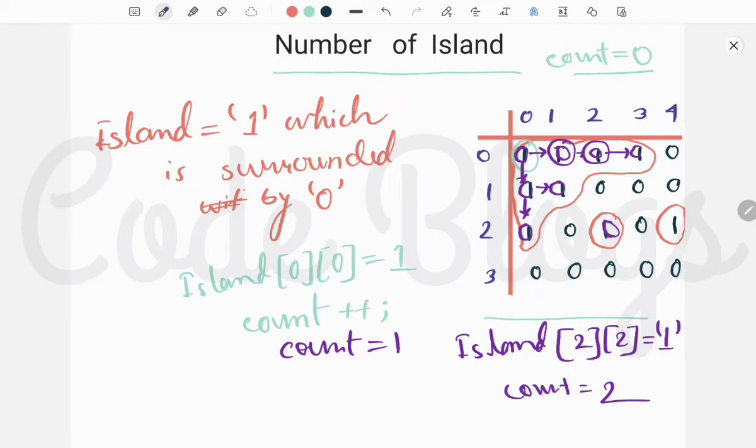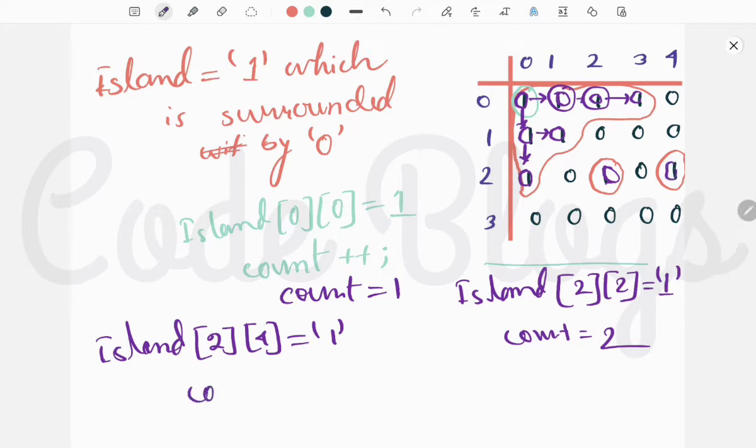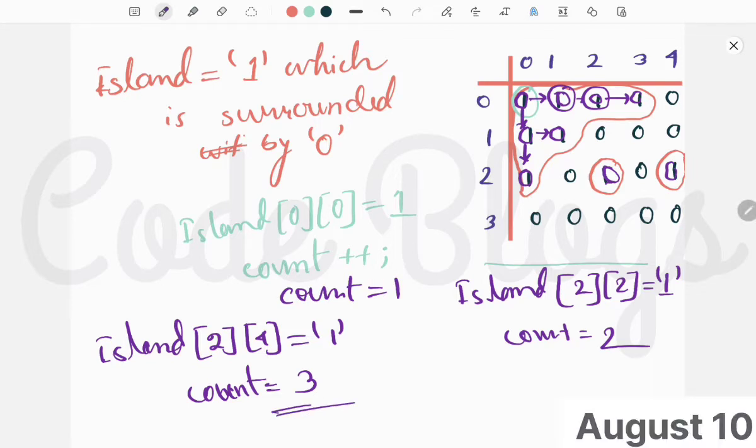And now again, at island of 2 4, we have found another 1. Again using the recursive function, this one is replaced by 0, and we increase the count, so now count becomes 3. And again we check its right, left, top and bottom, and no other 1 is connected with this. So here the total number of islands is 3.